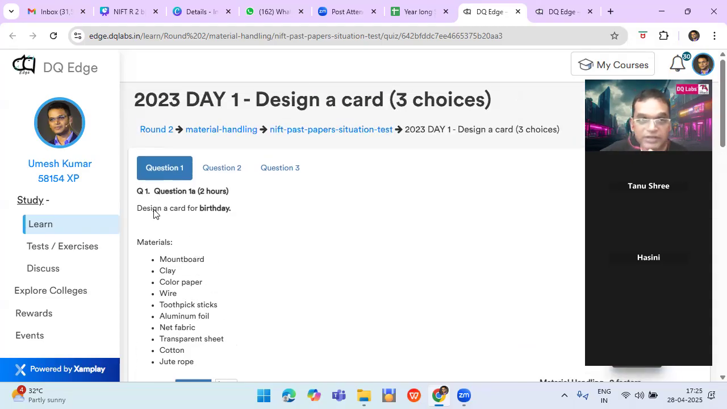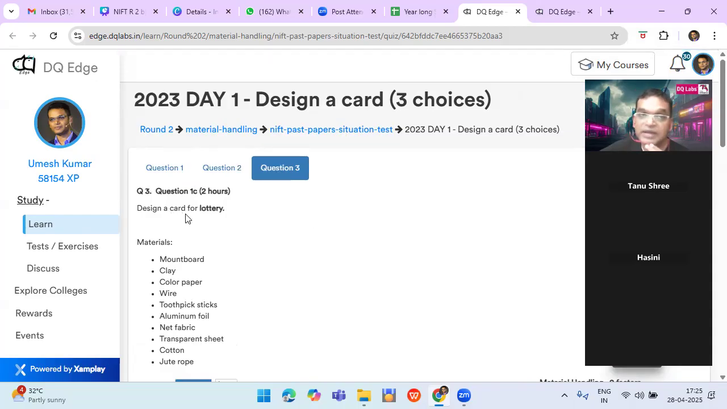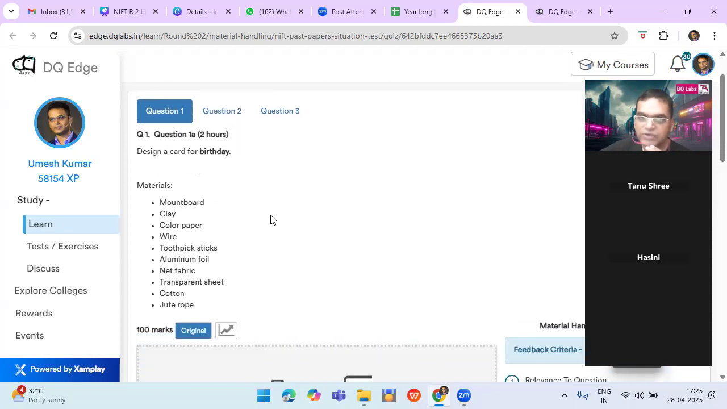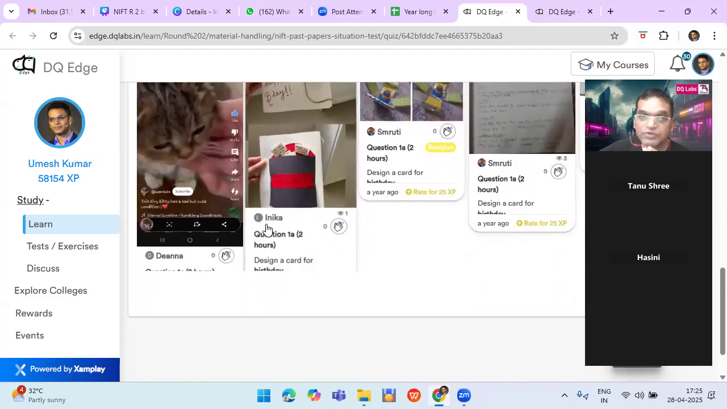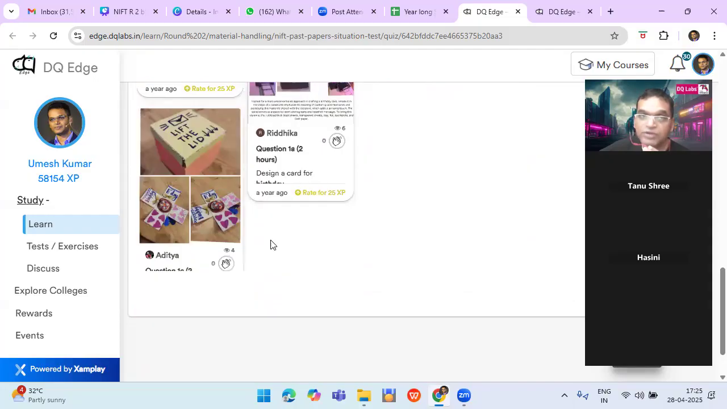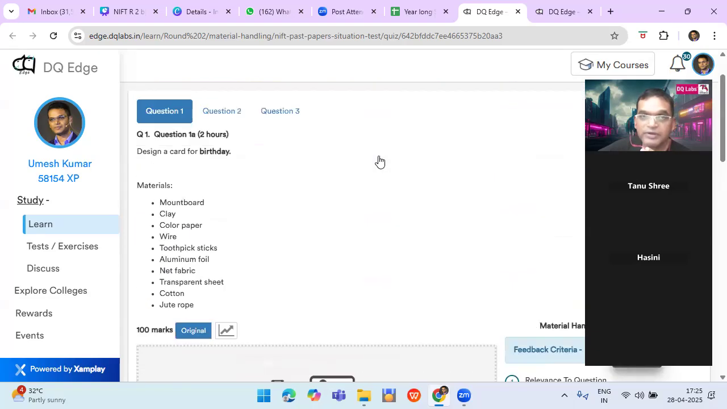What they have given here is design a card for a birthday, so it's a product design related question. Design a card for a person who went to the moon, and design a card for winning the lottery. These are actual questions that were given, which I think are quite simple and straightforward. As I said, you don't have to experiment in the actual exam. You would go with all the techniques you know really well, and you will be using them.